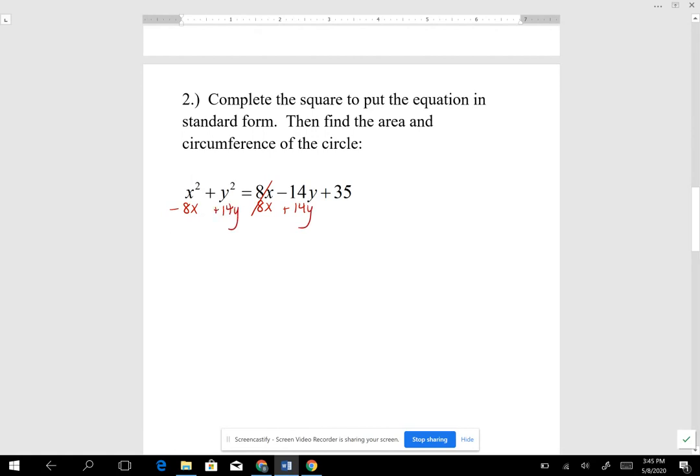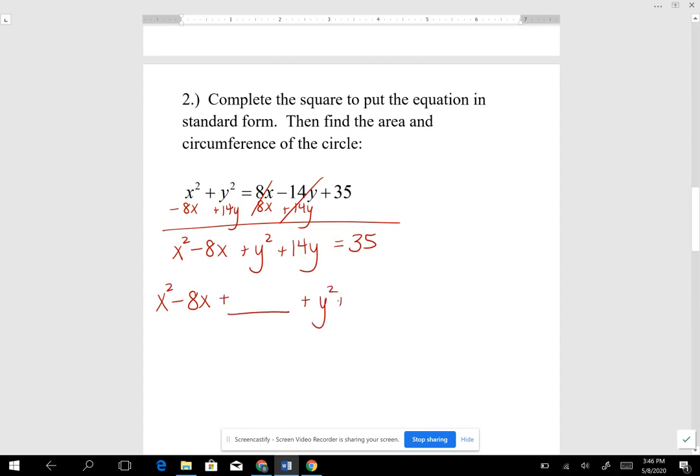And once I do that quick step, now this looks just like the problems that we studied yesterday. x squared minus 8x plus y squared plus 14y equals 35. So I just needed a little bit of rearranging, and now it looks just like what we're used to. I'm going to do my completing the square thing. x squared minus 8x plus blank plus y squared plus 14y plus blank equals 35 plus blank plus blank.